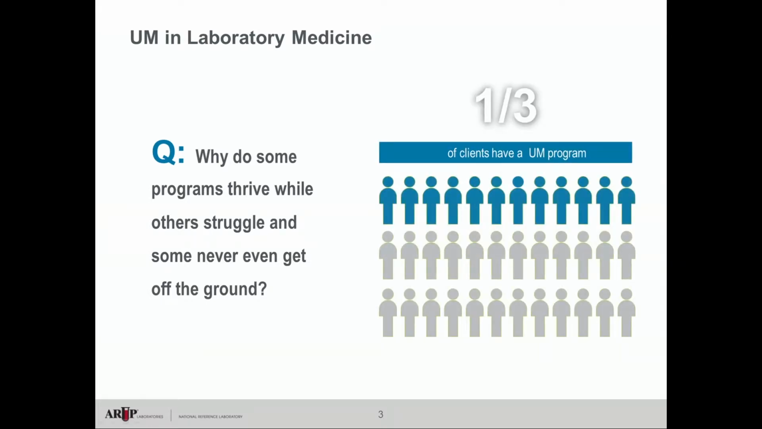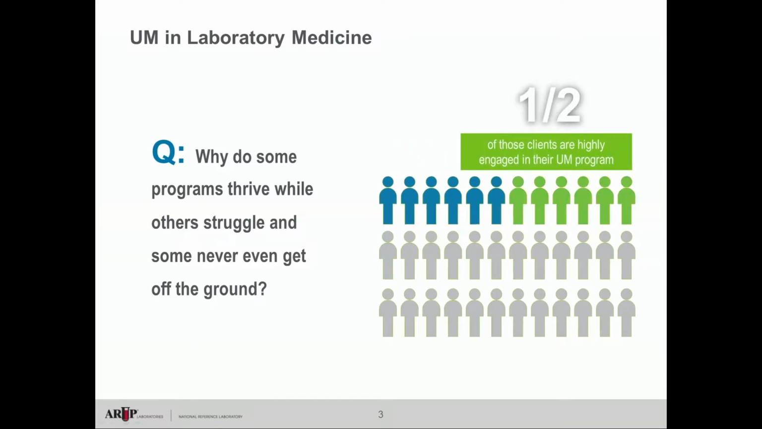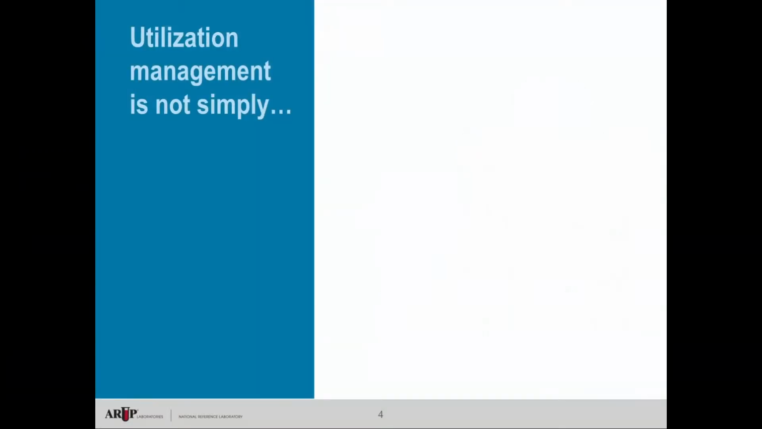Our rough estimate at the moment is that about 1/3 of our clients have some sort of a utilization management program, and about half of those clients would be considered highly engaged in running the program. So why are some organizations more successful than others?